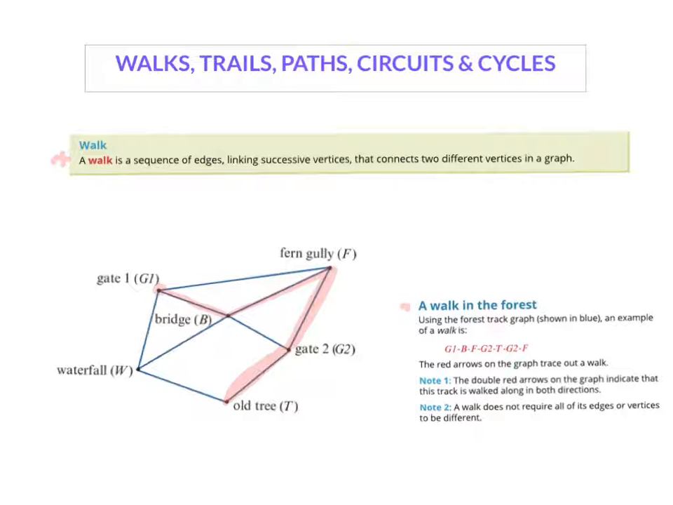So that's an example of a walk. Note the double red arrows on the graph indicate the track was walked along in both directions. So we went to the bridge, went to G2, down to the old tree, then we went back like that. Okay. Note that a walk does not require all the edges or the vertices to be different. Even if I just went to the waterfall, to the old tree, that's a walk. It doesn't matter. I've gone to things.